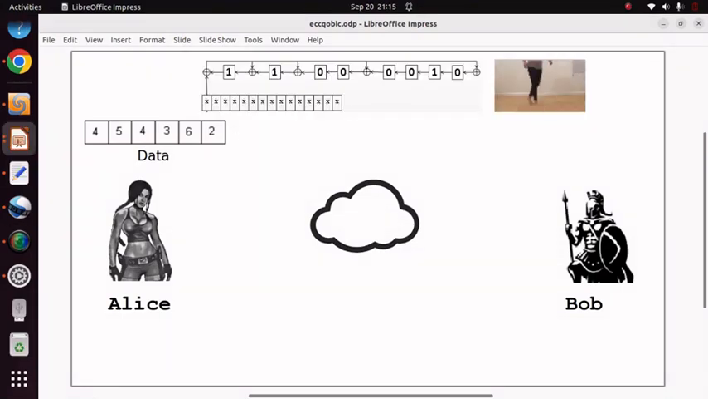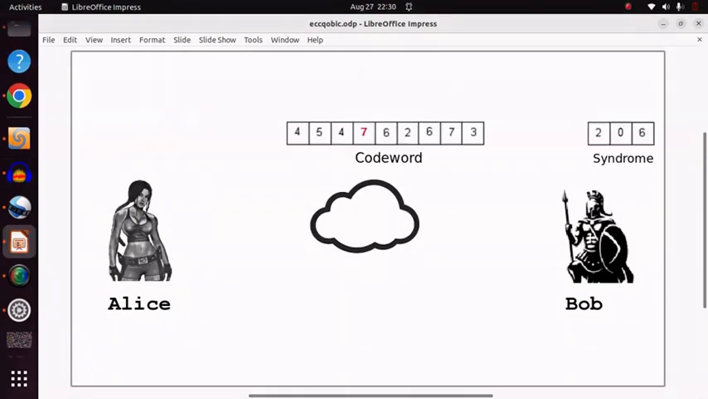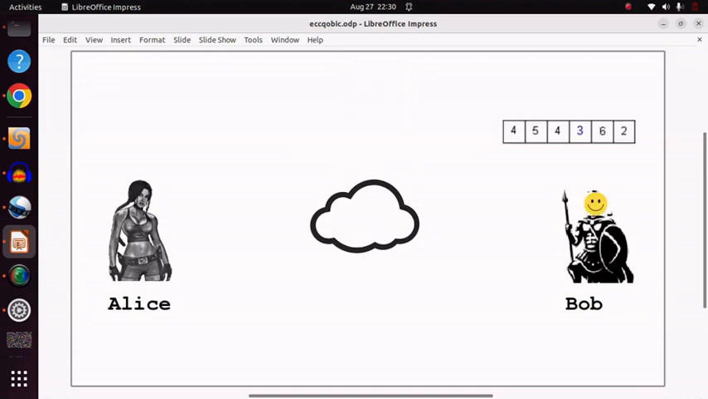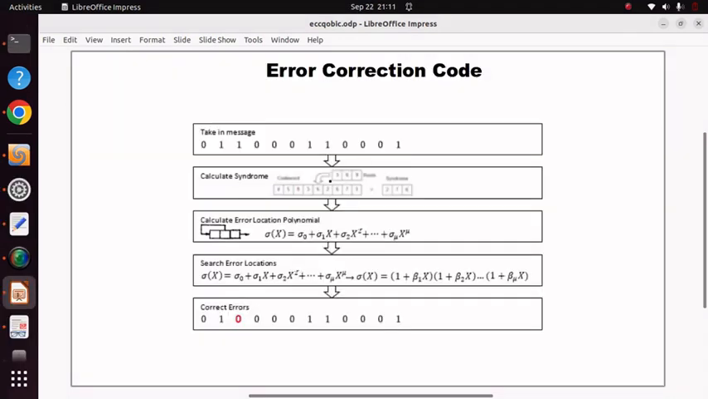A message encoded with ECC is transmitted through a noisy channel. The receiver can decode the data and recover the original message with correction, if any. The error correction is done through syndrome evaluation, Berlekamp-Massey polynomial construction, and chain search for the error locator.